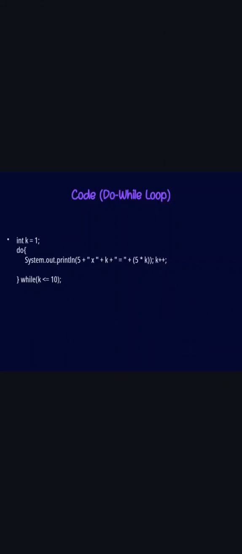Finally, let's see the do while loop. We set k equal to 1, then run the code first before checking the condition. This means that even if the condition is false at the very start, the code will still run at least once. In our case, the condition is k less than or equal to 10, so the table prints from 1 to 10, just like before. The do while loop is useful in cases where we want the action to happen once no matter what, such as showing a menu or taking input from a user.